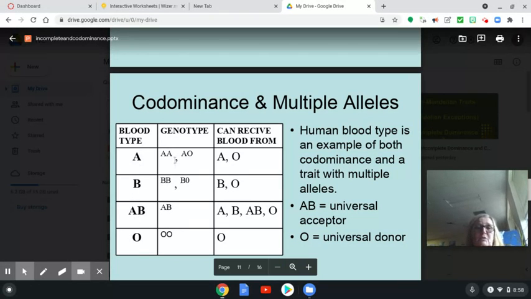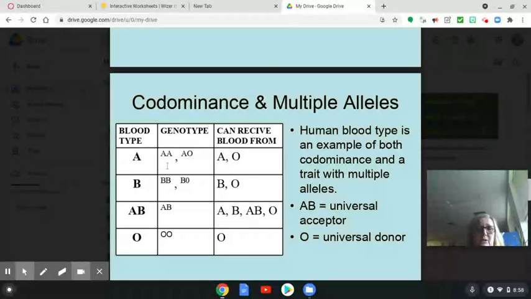So the genotypes for A can be AA or AO. For B, it can be BB or BO. For AB, it's AB. For O, it's OO.